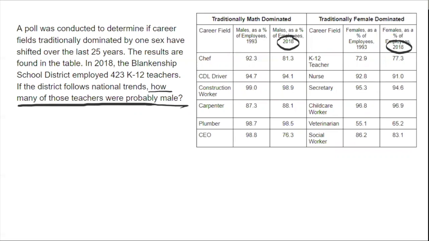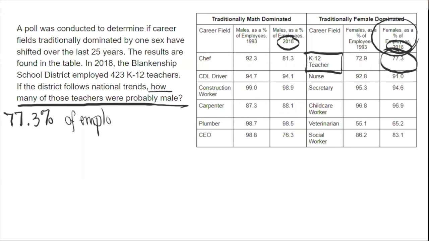Okay, so I see K-12 teachers, and I see this, 77.3. And what does that number represent? Let's make sure we read the titles there. So that 77.3 is females as a percent of employees. So 77.3% of employees are female. That's what that heading tells me.